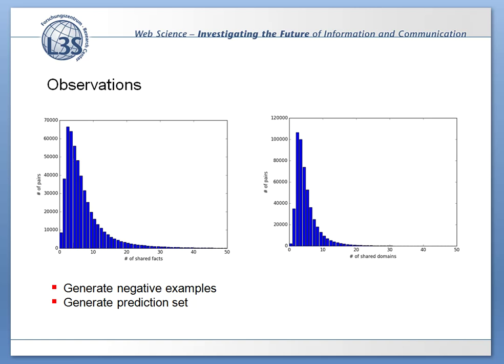So based on those observations, we generate our negative examples and prediction set. For each pair in the training files, we generate 6 different negative pairs, and we end up with 3 million training samples at the end. For each user in the testing set, we generate the pairs with other users that share one or more facts or share one or more domains, and we end up with 50 million pairs for our prediction set.